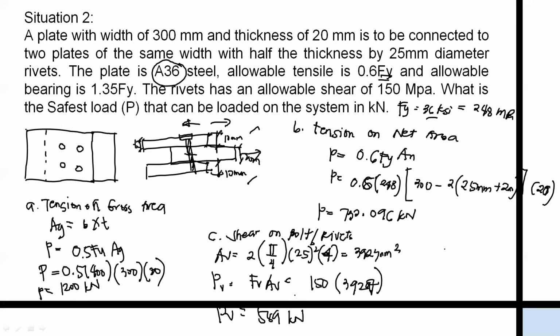So we can also have your bearing. Okay. At this point, we will not yet consider your block shear. Okay. It is because your tension in net area does not really exceed your tension on gross area. Okay, so next is the bearing.